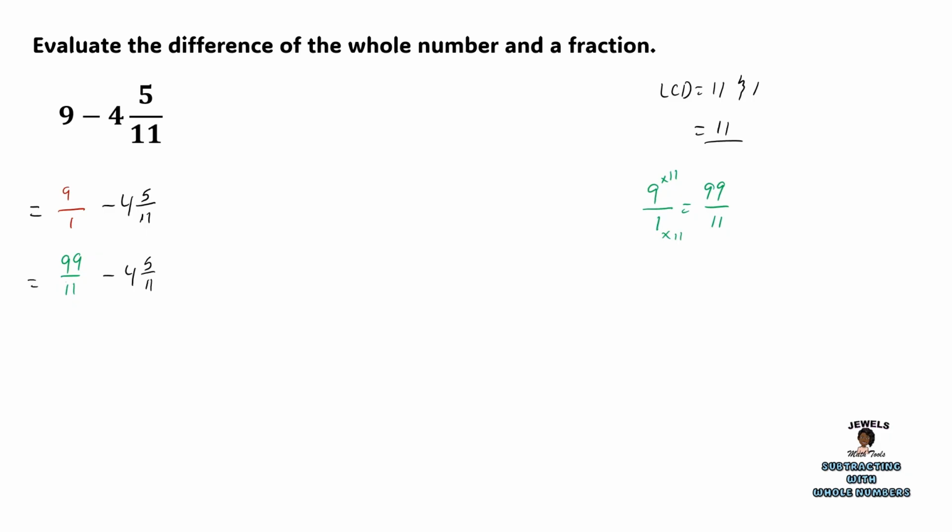So that means that to work out this question, what I'm now going to have to do is take my mixed fraction and convert it into its improper fraction form to make sure that this calculation can go off without a hitch. So my 11 times 4 will be 44, and 44 plus 5 will equal 49/11ths.